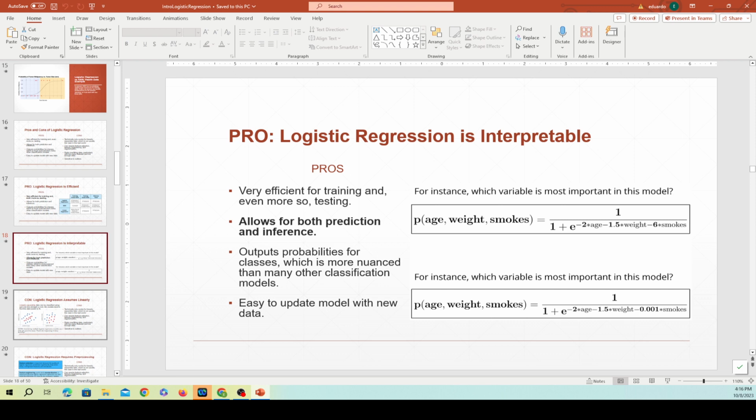It allows for both predictions and inference. So it allows us to make a prediction using our data, and an inference. Inference means that you use logical reasoning to make a conclusion. So in logistic regression, we use logical thinking to make our predictions.